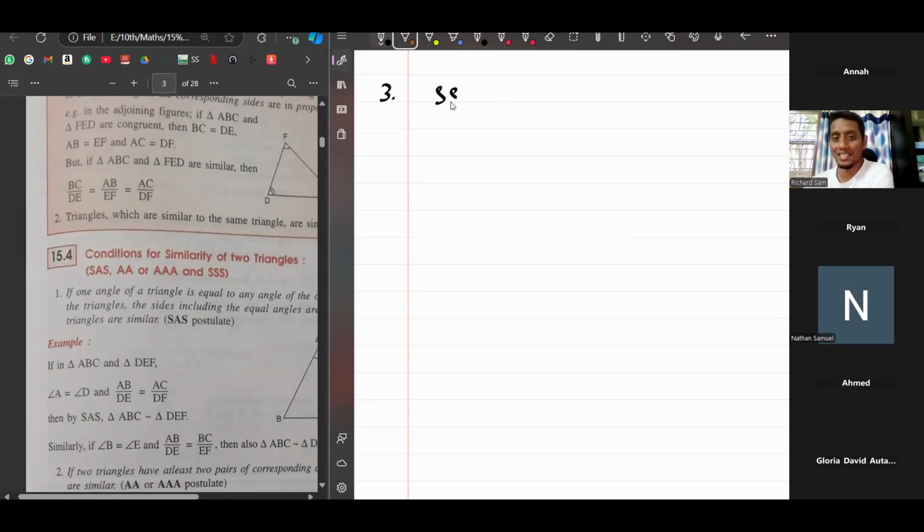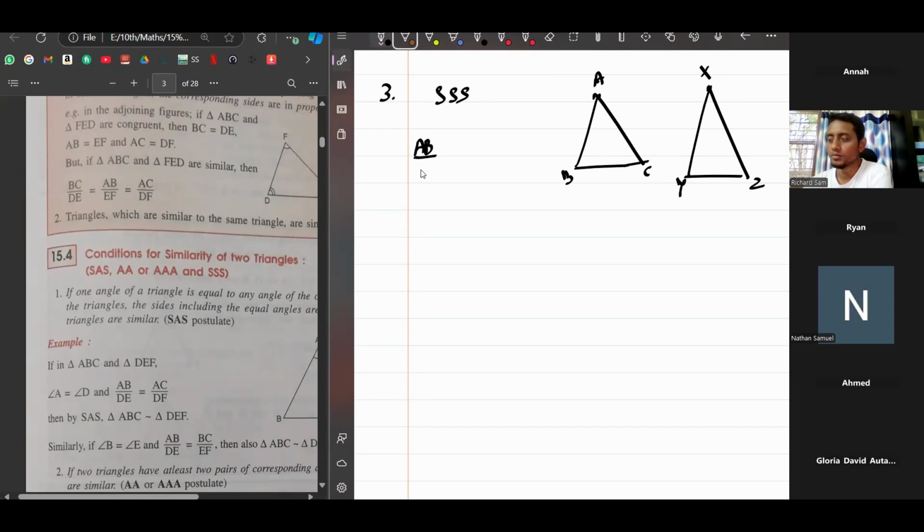The third one is SSS. That means all the three sides should be proportional to each other. You don't have to show any angle. You show all the three sides are proportional to each other and the triangles will be similar. So how will it be? AB upon XY will be equal to BC upon YZ, which will be equal to AC upon XZ. Okay, this is SSS. Write this down.